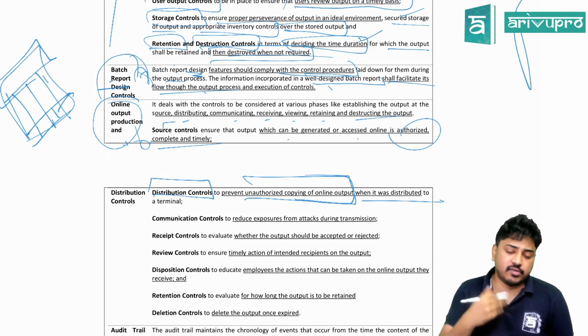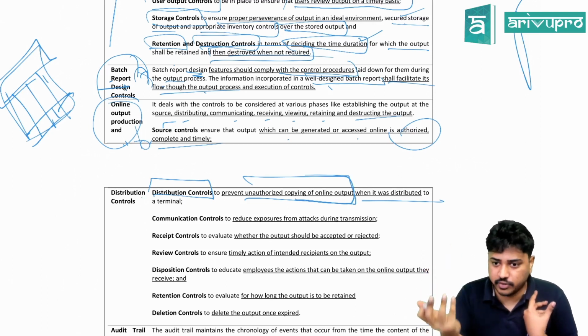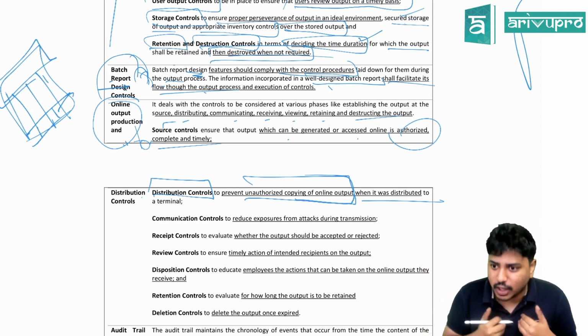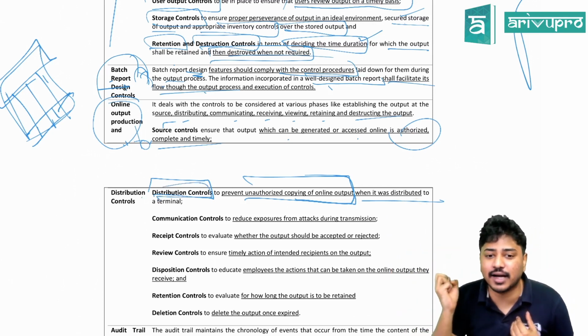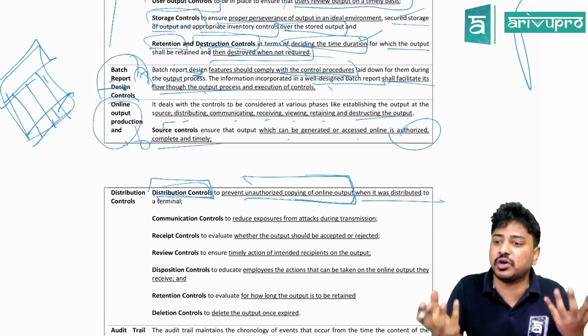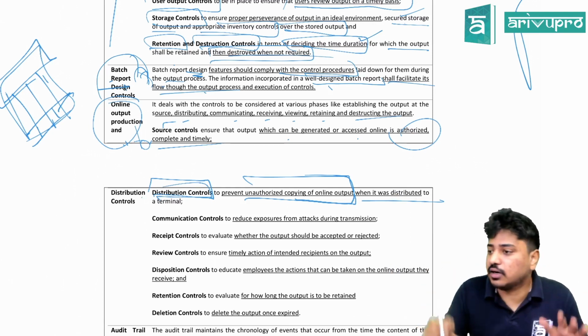Or let's take our example itself. I am putting our video content online. If I have distribution control, no one can copy my data. No one can download my videos. It's impossible. Are we understanding? That is the control.